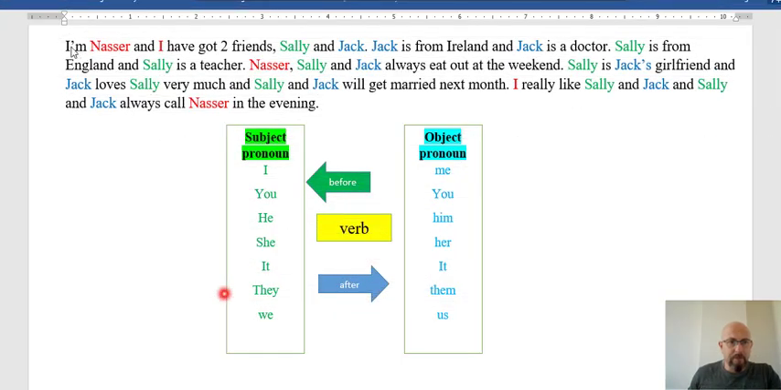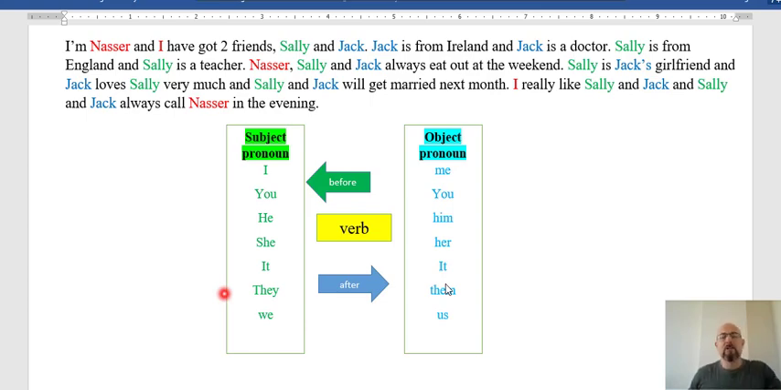As you can see here, these are subject pronouns: I, you, he, she, it, they, we. Object pronouns: me, you, him, her, it, them, us. So when do we use subject? When do we use object? Find the verb. Everything before the verb is a subject pronoun. Everything after the verb is an object pronoun.